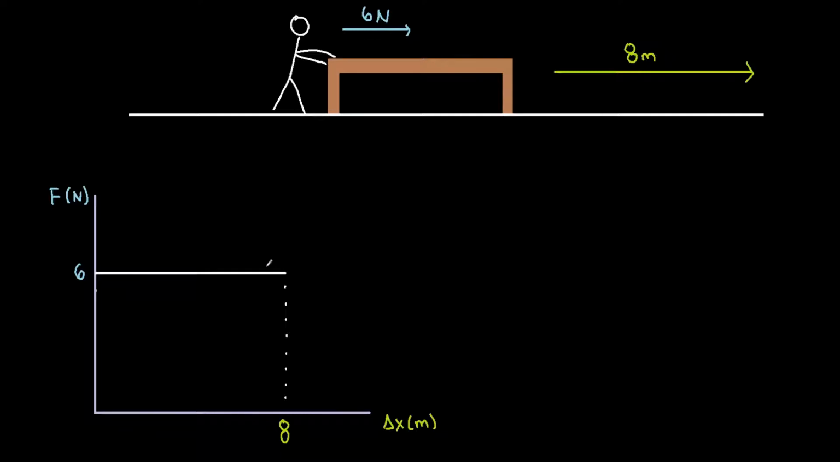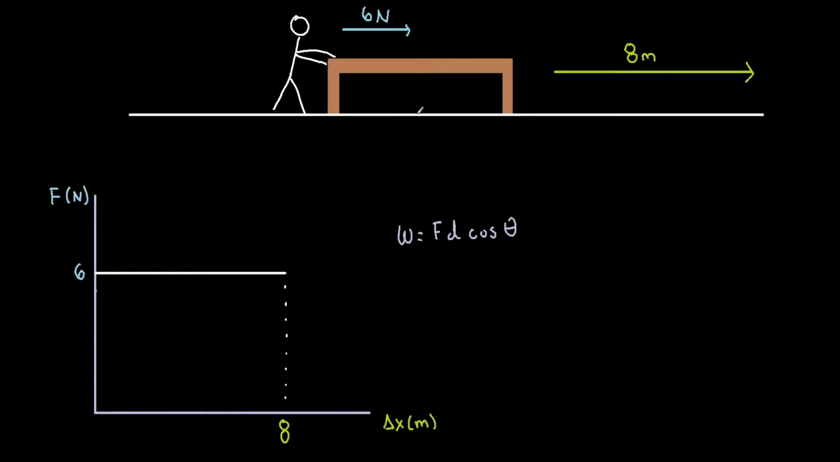But let's say we want to plot this on a force versus displacement graph as shown right here. And you can see that we push this table with a constant force of 6 newtons for a displacement of 8 meters to the right. Now remember, work is equal to Fd cosine theta. And for this case, we do not have to worry about our angle because we are only considering the force vector that's being acted in the same direction as our displacement.